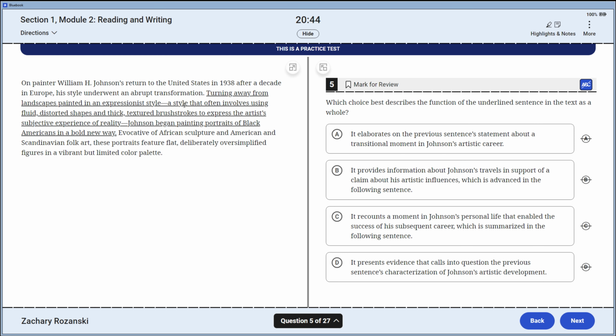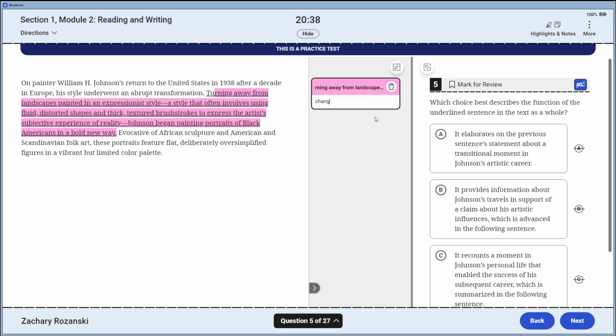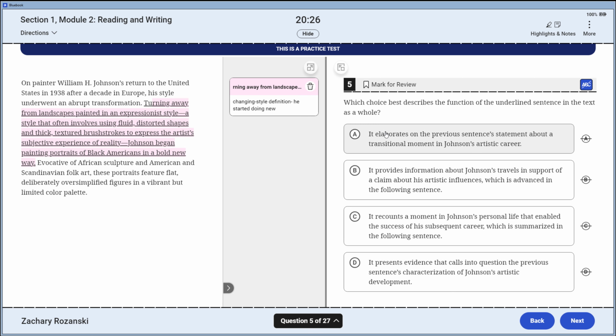What's the function of the underlined sentence? Turning away from the landscapes painted in the expressionist style. Changing. We've got changing. Style, that's defining a style. He started doing new things. So let's see if we can fight our fight before we start looking to the left. It elaborates on a preface. I don't want to look about a transitional moment in his career. I love the turning away as an aspect of that. We'll leave that on the table.